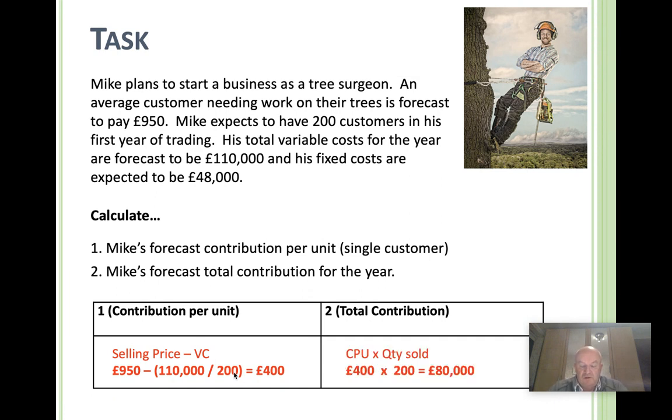Now, in this instance, where we've got our contribution per unit at £400, we can times that by 200, which is the total number of consumers or customers, and see the total contribution that we're making, which in this case would be £80,000.